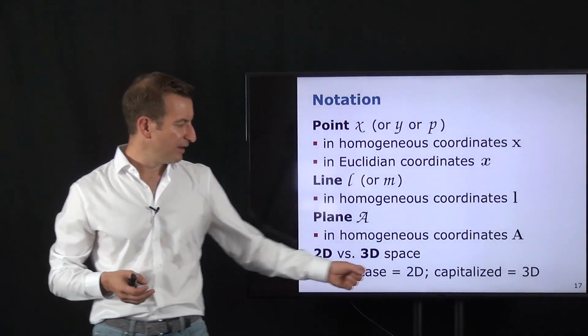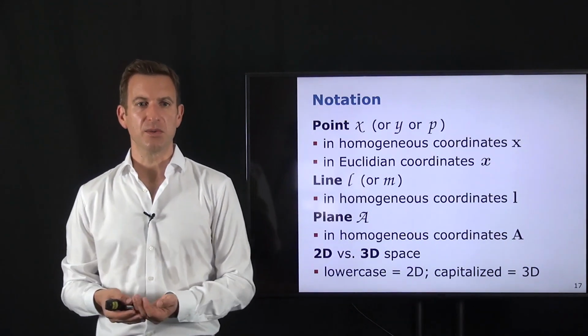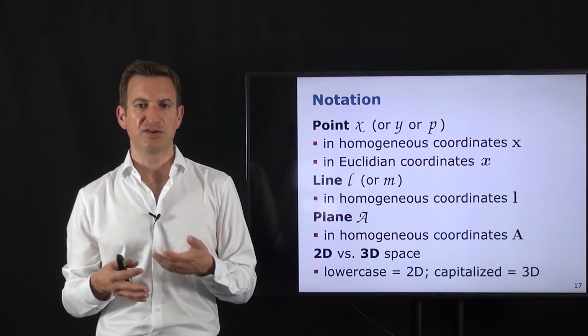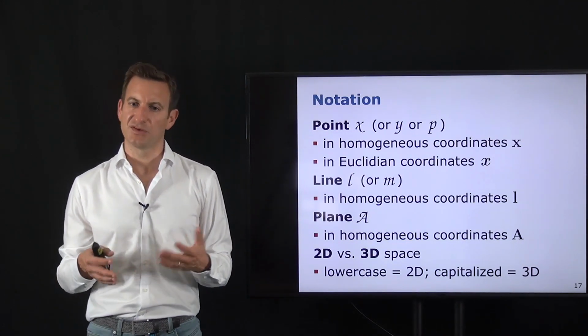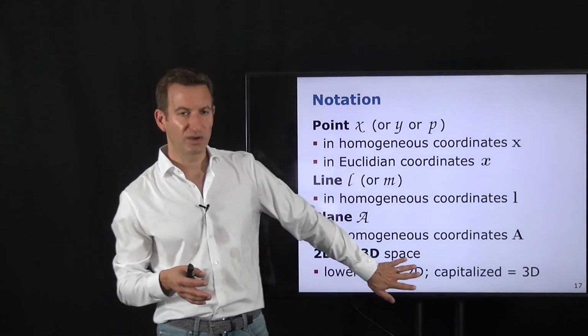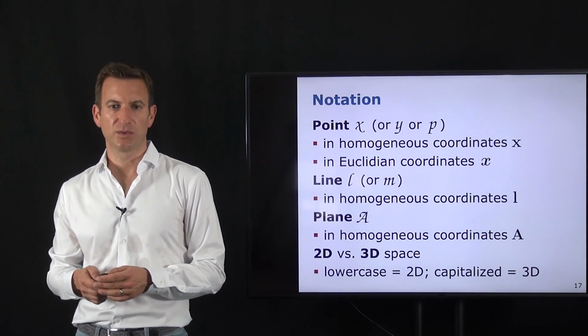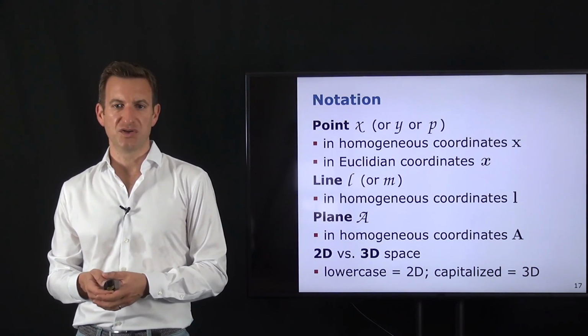Or if it's a capitalized character, then it means we are in the 3D world. So just by looking at the variable on the slide, you can see if we're talking about 3D or 2D. Or sometimes, if we're talking generally, I may also use lowercase, but otherwise it means that we are living in the 2D world. Okay, so let's start and look into homogeneous coordinates.